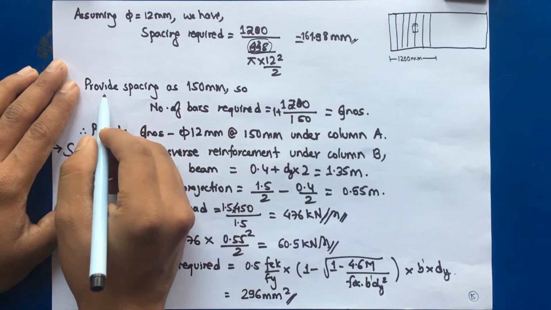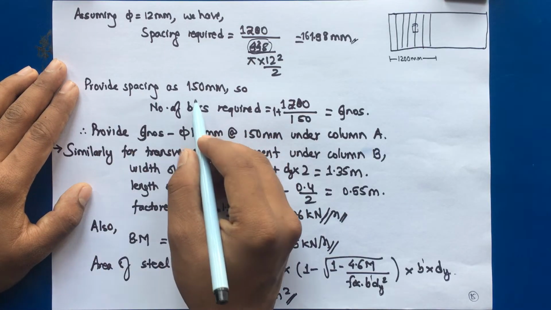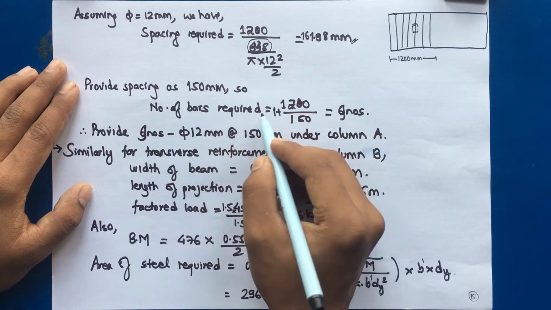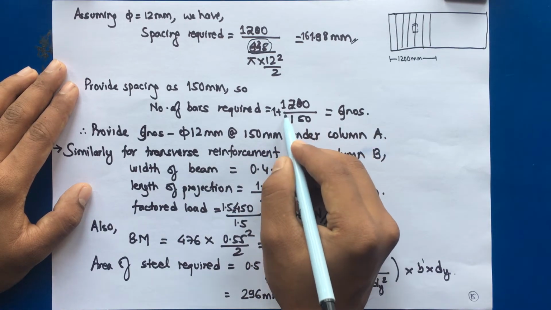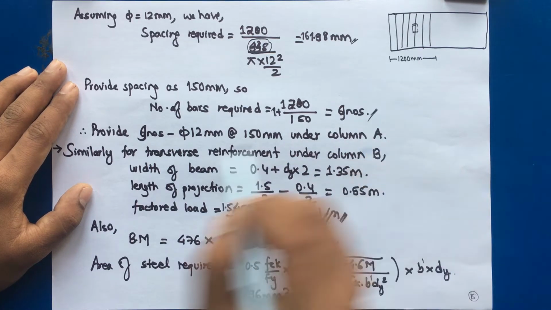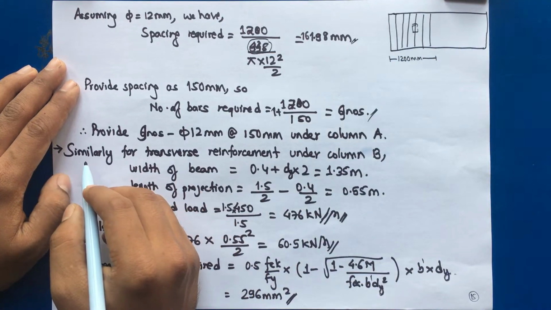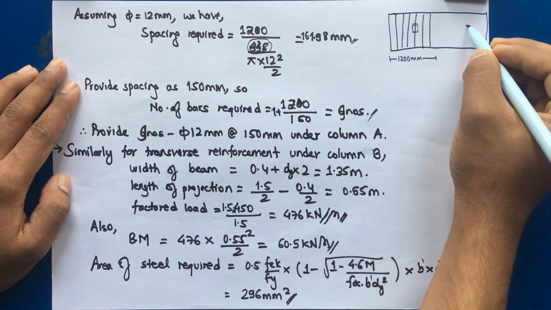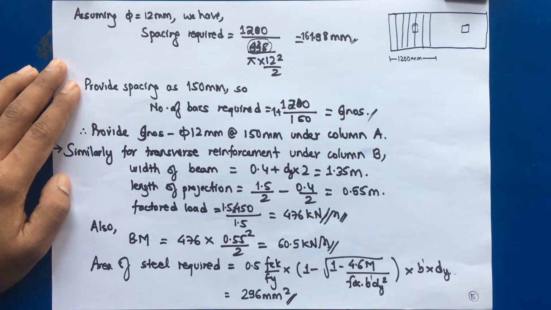As I have already said, we will provide spacing of minimum 150 mm, so provide spacing at 150 mm. So number of rebars required will be 1 plus, because it will give the number of spacers, 1200 divided by 150. So this comes as 9 nos. So 9 number of rebars is required. Similarly for transverse reinforcement under column B. So if we see this is the column B, then the number of transverse reinforcement required.